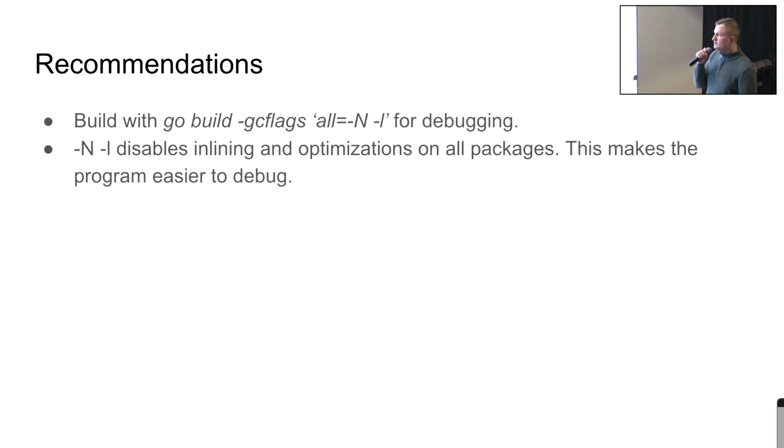So, a few recommendations for the end. I would recommend, if you're debugging assembler code, to disable inlining and all optimizations on all packages through this flag. This will make it a nicer experience with debuggers because no code will be optimized out.